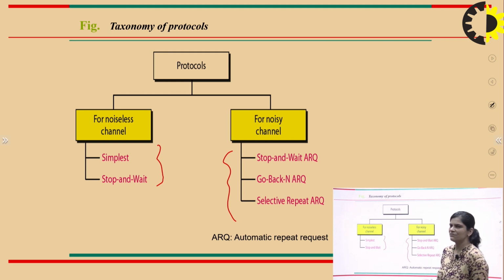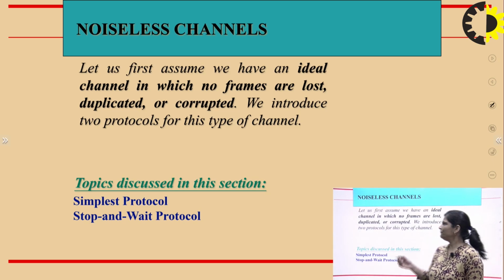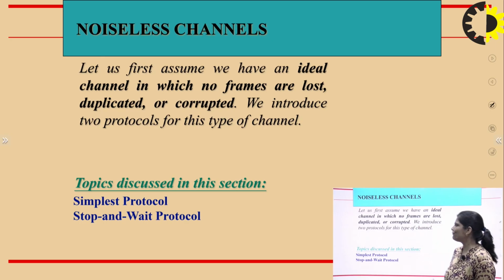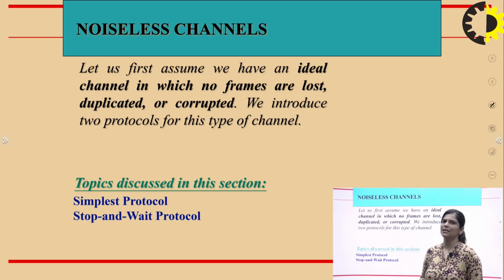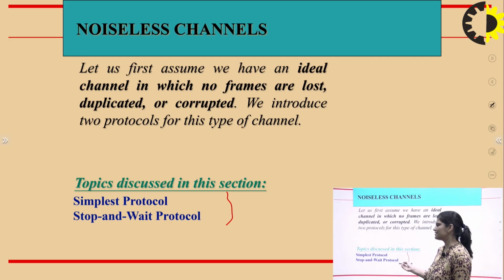Now we will discuss them one by one. First we will discuss the noiseless channel. What do we mean by noiseless channel? If we have an ideal channel in which no frames are lost, duplicated or corrupted, that is known as a noiseless channel. Here we will discuss two types: the first is the simplest protocol and the second is the stop and wait protocol.